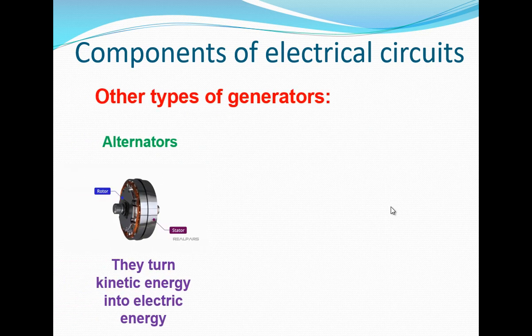alternators. They are a device, and when we make it turn, it produces electric energy. So they turn kinetic energy, which is movement, into electric energy. This is used in cars. In cars, we have an alternator to charge the battery.